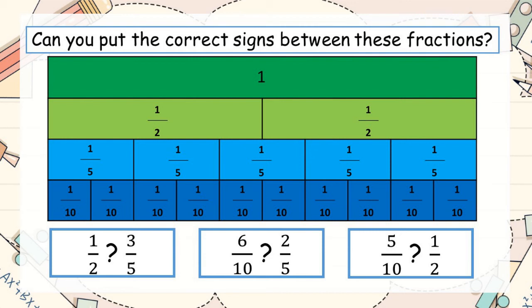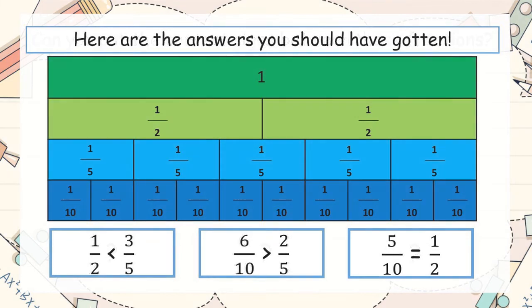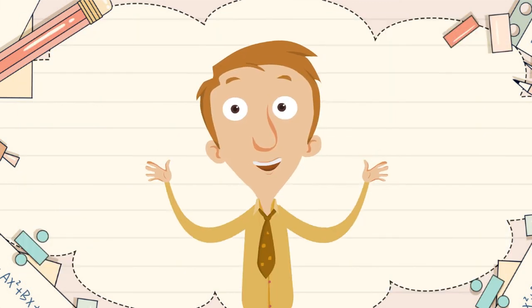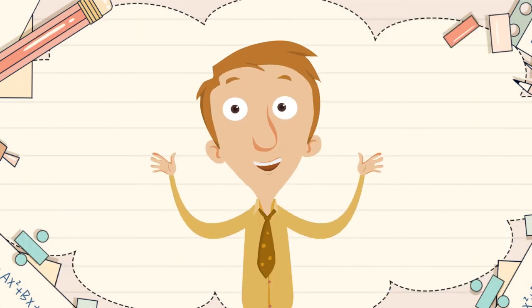Well, how did you get on? Here are the answers that you should have got. 1/2 is smaller than, or less than, 3/5. 6/10 is greater than 2/5, and 5/10 is equal to 1/2. Hopefully you're getting the hang of comparing different fractions together by now.